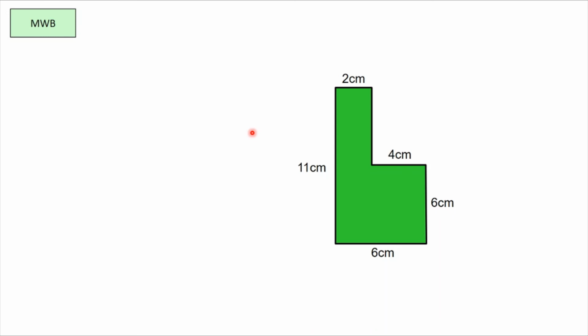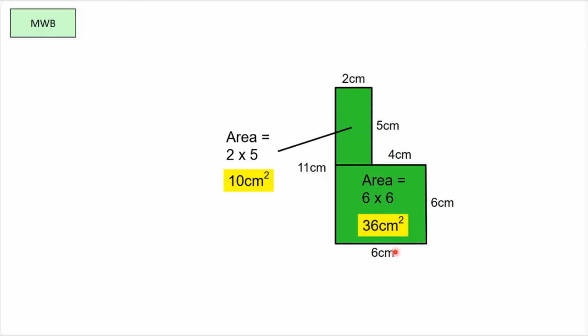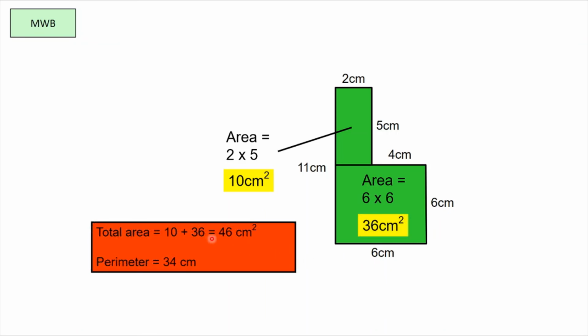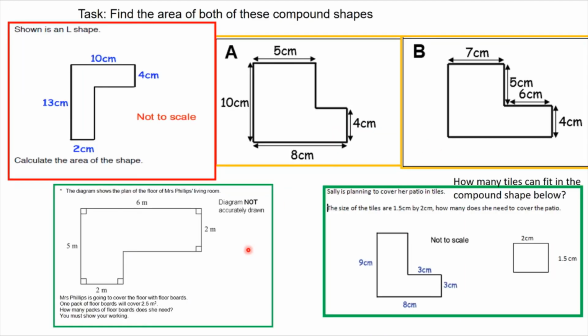I'll be going through the answer as well. So we will split the shape there. Add our missing side in, which we can work out from this long side over here, which is 11 centimeters. Subtract this 6 centimeters away from there. That will give us 5 centimeters there. And then you can do 2 times 5, which is 10. And then do 6 times 6, 36. Add the two together, that will be 46 centimeters squared. And then we can just add all the sides together to work out the perimeter.